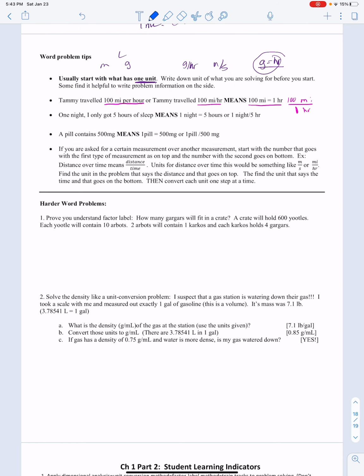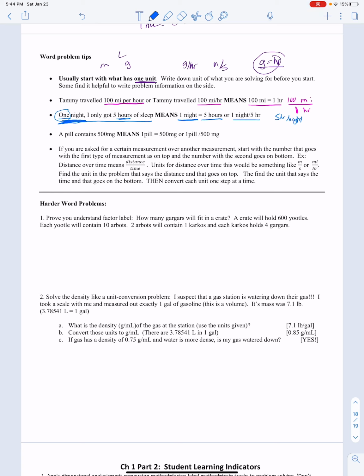Another tip. Sometimes you'll see, one night, I only got 5 hours of sleep. Sometimes the numbers will be written as words. 1 night equals 5 hours of sleep, or 1 night per 5 hours, or 5 hours per night. These are all conversions they use in the middle of the problem. Even though this number looks like it's alone, 1 night I only got 5 hours of sleep, you know it's not alone because there's 2 alone things in the problem if that's the case. So those 2 numbers are tied together.